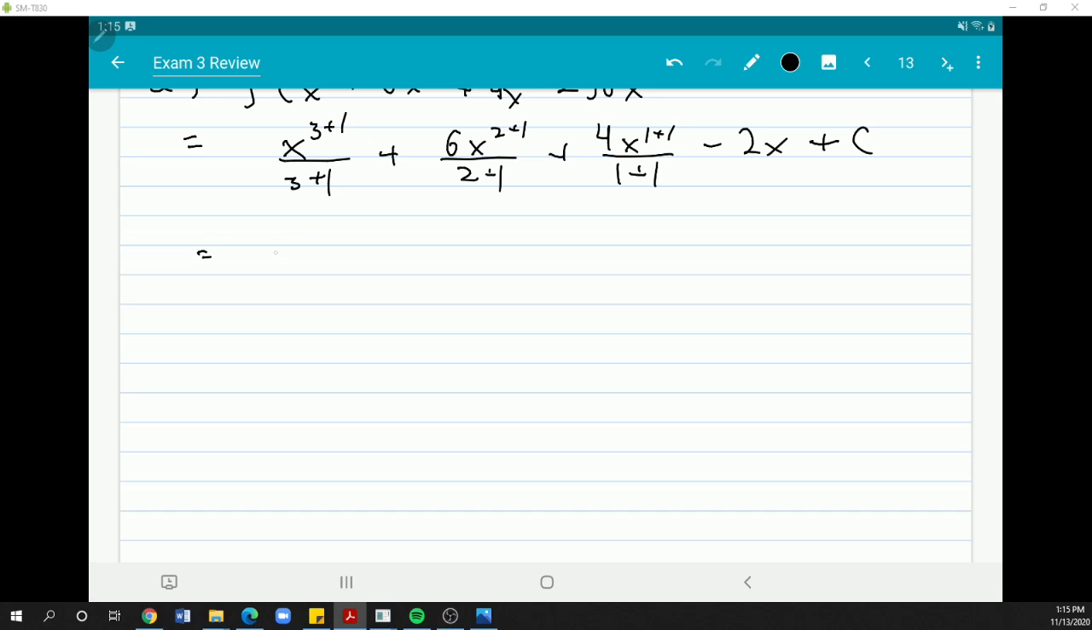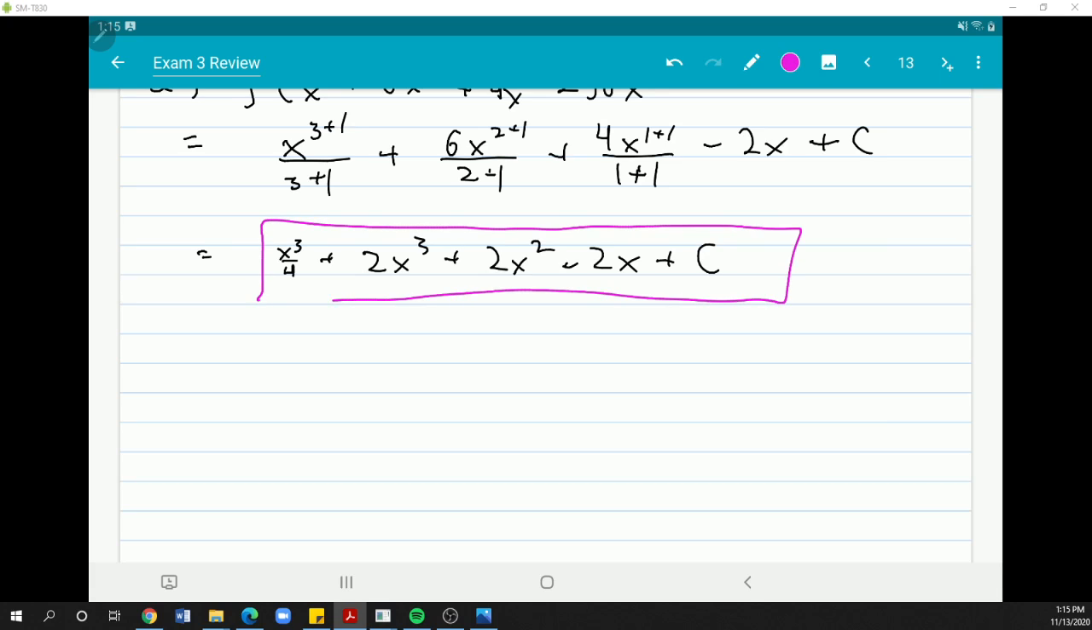And I'm left with x to the 4th over 4 plus 2x cubed, 6 divided by 3 is 2, 2x cubed, plus 2x squared minus 2x plus c. And that's all there is to that. 100% just the use of the power rule.